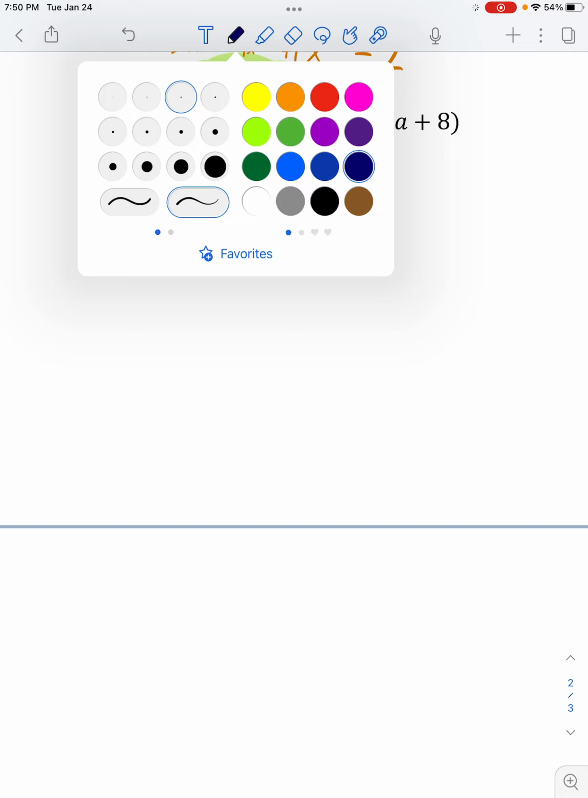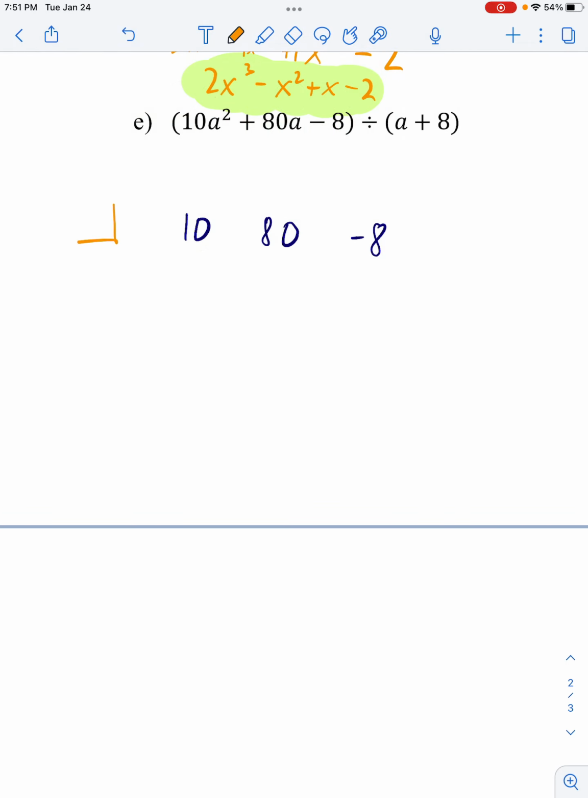Let's set up the crow's nest. What do I put there? I put the opposite of this number that's in the divisor, so minus 8. Draw a line, draw a remainder box. Now just copy down the 10. Negative 8 times 10 is negative 80. 80 plus negative 80 is 0. Negative 8 times 0 is 0, and negative 8 plus 0 is negative 8.